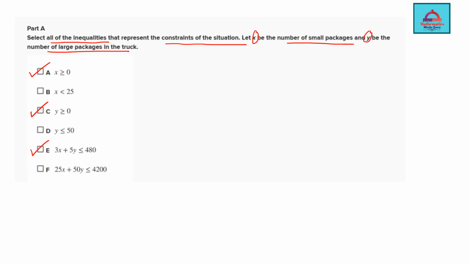Now, if we talk in terms of their volume, we can also have this condition: 3x plus 5y less than or equal to 480. And then in terms of the cubic pounds, 25 pounds was for the small package. So for 1, if it is 25, for x it will be 25x plus 50y. Now you can go to the Desmos graphing calculator. We are just going to do that.